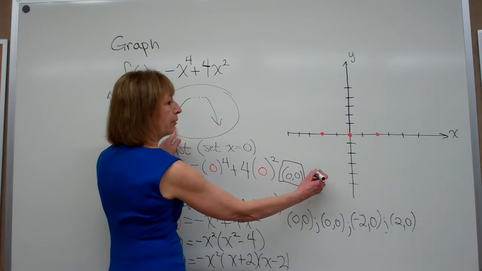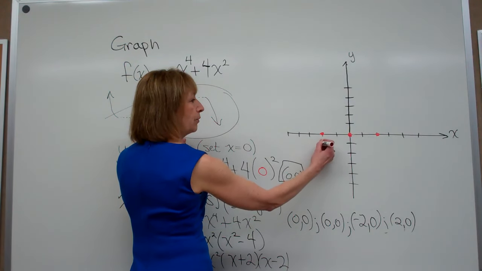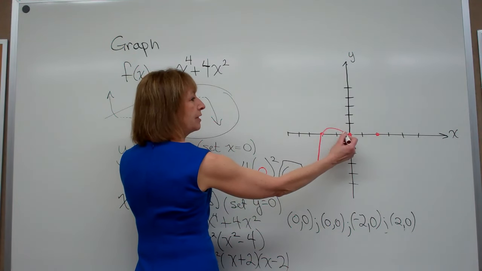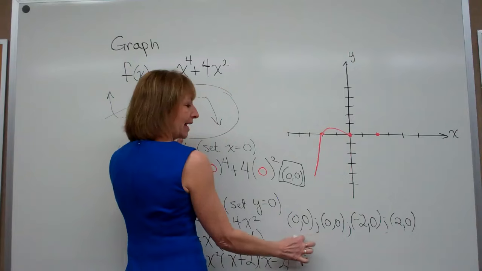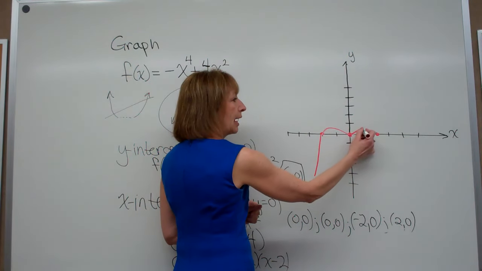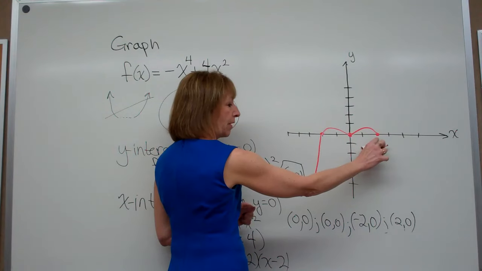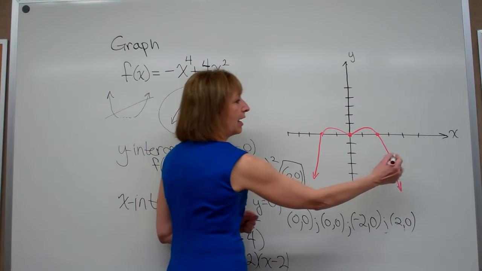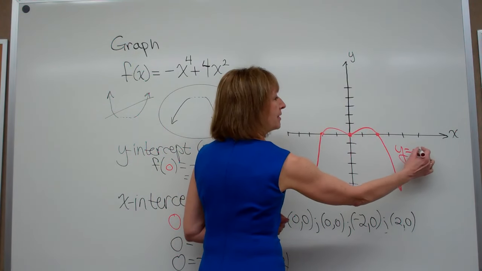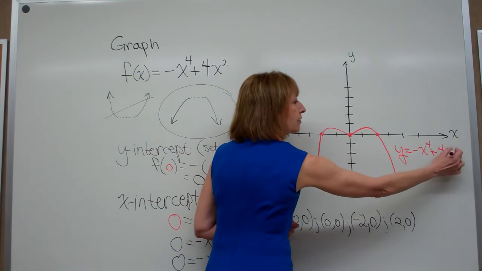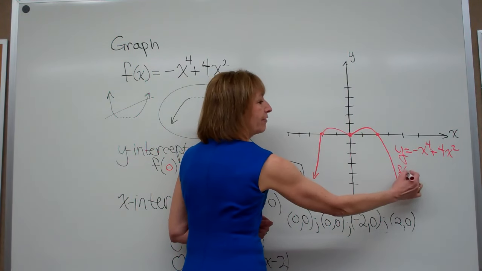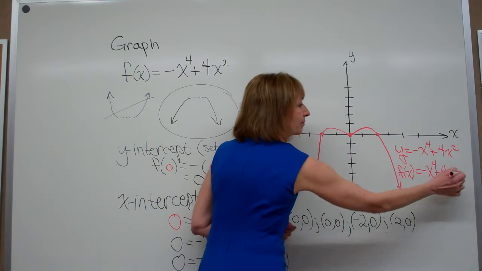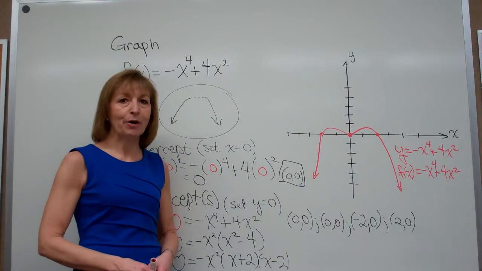I know it has to come from below. It has to go through the ordered pair negative 2, 0. It's got to touch this 0, 0, but stay on that side of the x-axis because I have 2 of them. And then it has to go through this point 2, 0, and then cross over to the other side, and then continue down. So this is the graph of y equals the opposite of x to the 4th plus 4x squared, or if we use our function notation, f of x equals the opposite of x to the 4th plus 4x squared. And there you have an example of graphing a polynomial function.